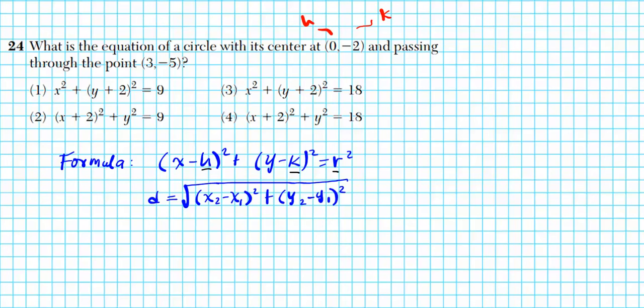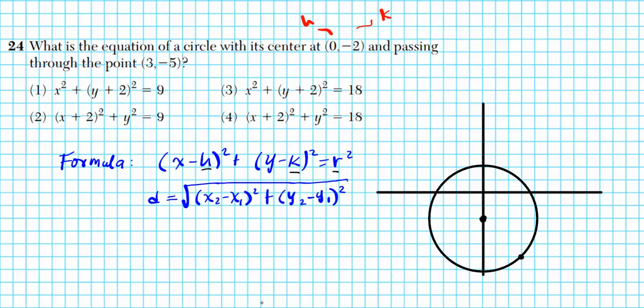Now, let me give you a visual. This is not necessary, but I just want to give you a visual of the situation so that you can understand exactly why I'm proceeding the way I'm proceeding, okay? So we want to graph the center first, 0, -2. That's the center. And then it goes through a point 3, -5. Down. Okay, so we have a circle.